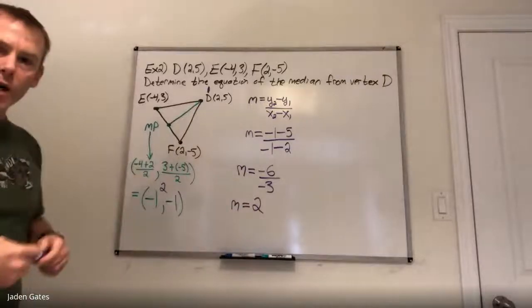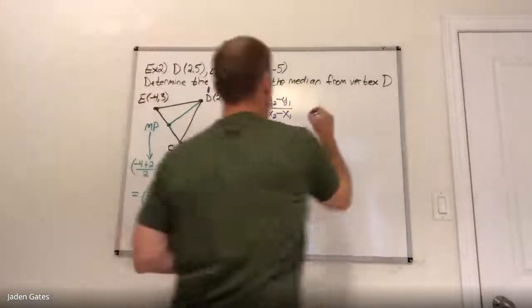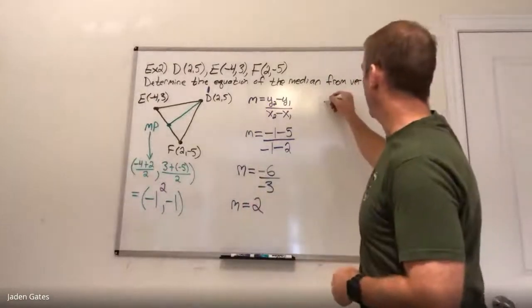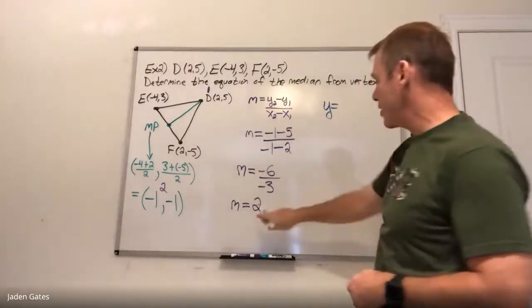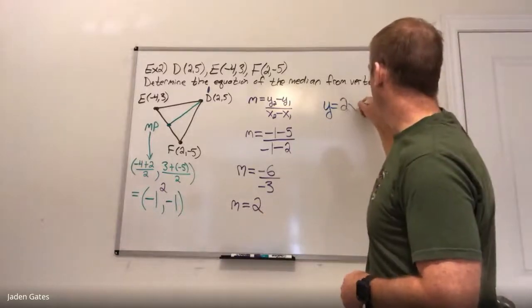All right, now we're not done yet. That's where the last example ended. So here's what our equation of our median looks like so far. Again, y equals mx plus b, but I know the slope is 2. So it's going to be y equals 2x plus b.